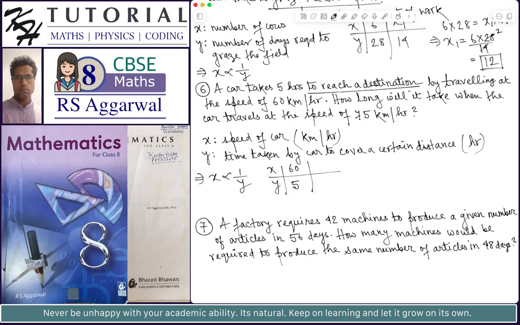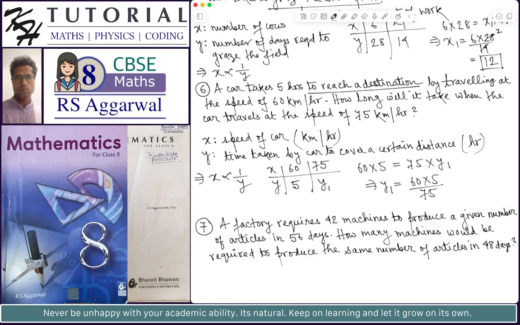Now it is asking how long will it take when the car travels at the speed of 75 km per hour. Let us assume that the time taken by the car to reach the destination be y1 when it is traveling at a speed of 75 km per hour. So we enter the data 75 for x and y1 for y. And now applying the formula, we can say that 60 multiplied by 5 has to be equal to 75 multiplied by y1. So this implies y1 is equal to 60 multiplied by 5 divided by 75.